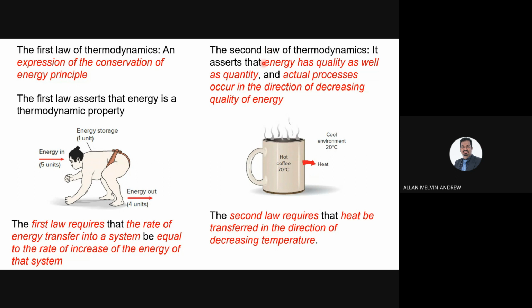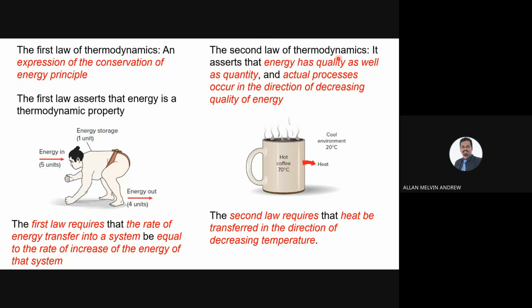Then we have the second law of thermodynamics. It asserts that energy has quality as well as quantity, and actual processes occur in the direction of decreasing quality of energy. Thermodynamics deals with a lot of laws. Earlier we saw the first law. This is a common question in the exam, so if you can take some notes, you can write it down. The exam can ask: explain the first law of thermodynamics, explain the second law of thermodynamics. All these questions are common.